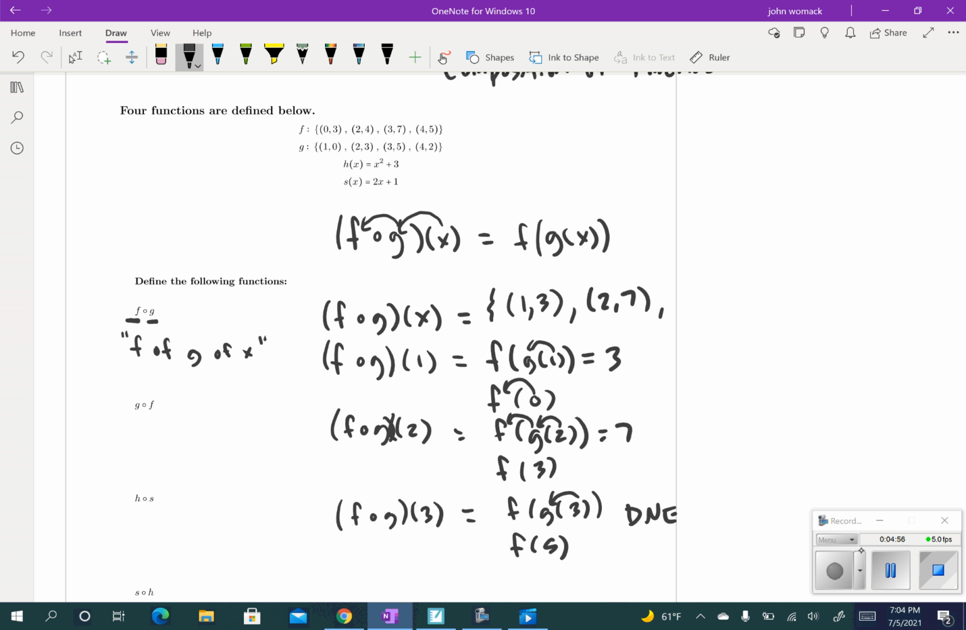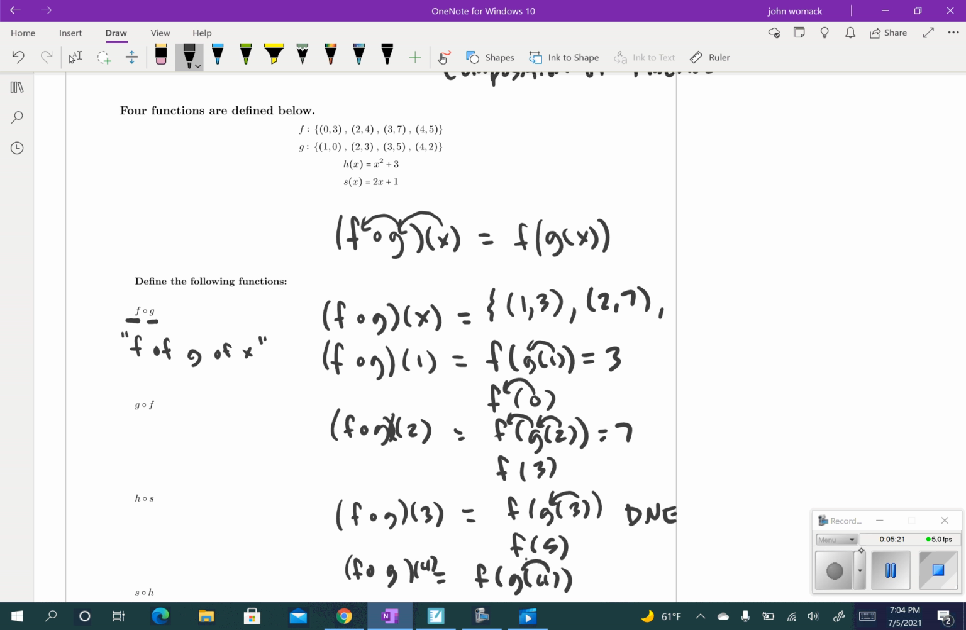We do have 4 here, so I'm going to do f of g of 4. Sorry, it's supposed to be an open circle there. That was terrible. Let me fix that. So f of g of 4. Okay, so I'm going to do f of g of, I forgot my 4 there, of 4.